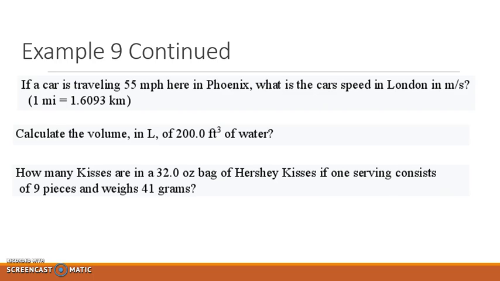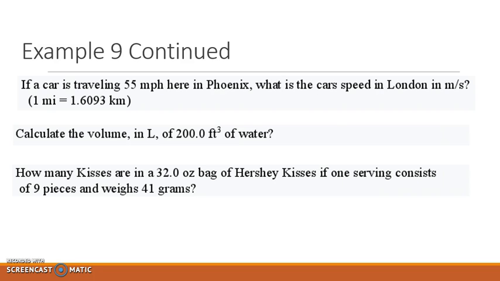Okay, let's take a look at our last problem. How many kisses are in a 32.0 ounce bag of Hershey Kisses if one serving consists of 9 pieces and weighs 41 grams? So this problem is a little difficult because you have a lot of numbers being thrown at you. The key thing when you're given a problem like this is you need to figure out what is the definitive quantity that you're starting with.